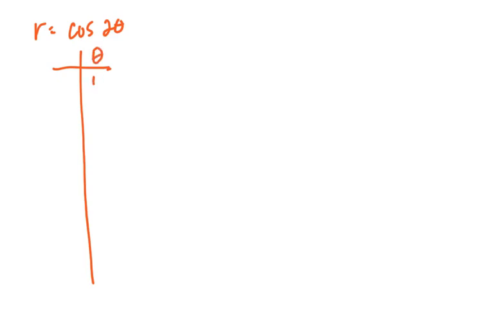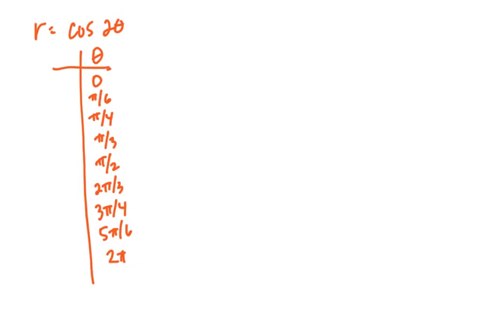The next problem says to sketch R equals cosine of 2 theta. So cosine of 2 theta tells me I have a period of pi, so I only have to go to pi. So I'm going to list my thetas on the right. So we have 0, pi over 6, pi over 4, pi over 3, pi over 2, 2 pi over 3, 3 pi over 4, 5 pi over 6, 2 pi.